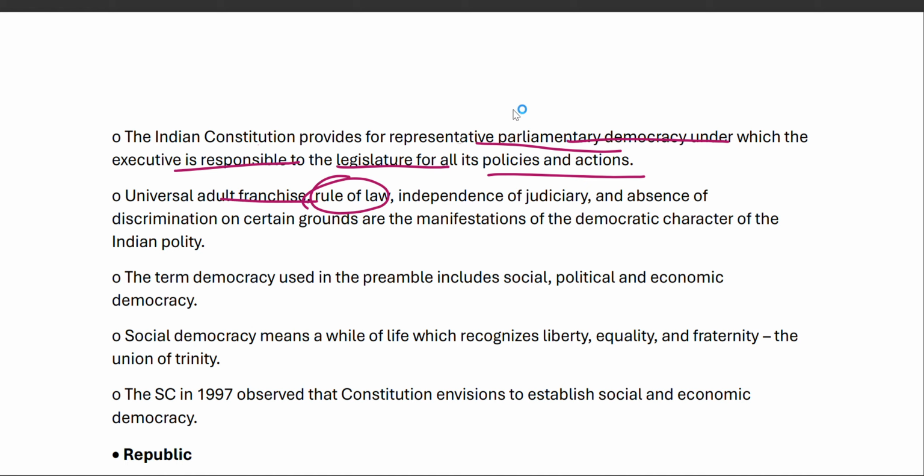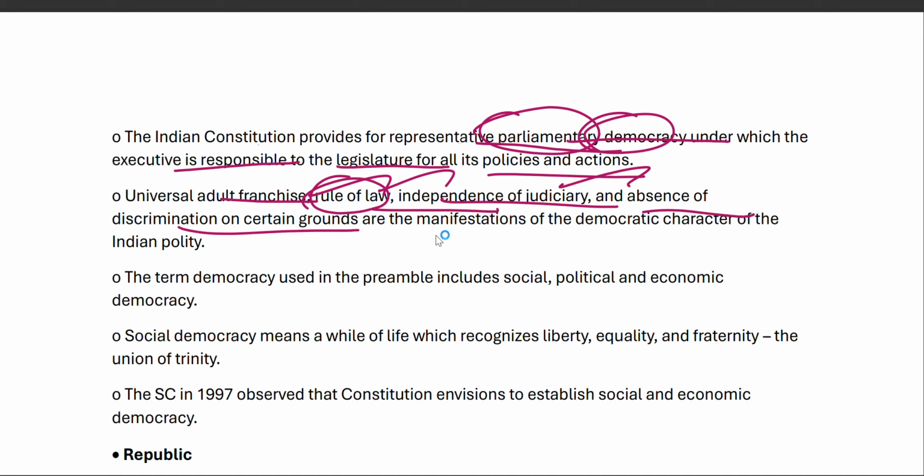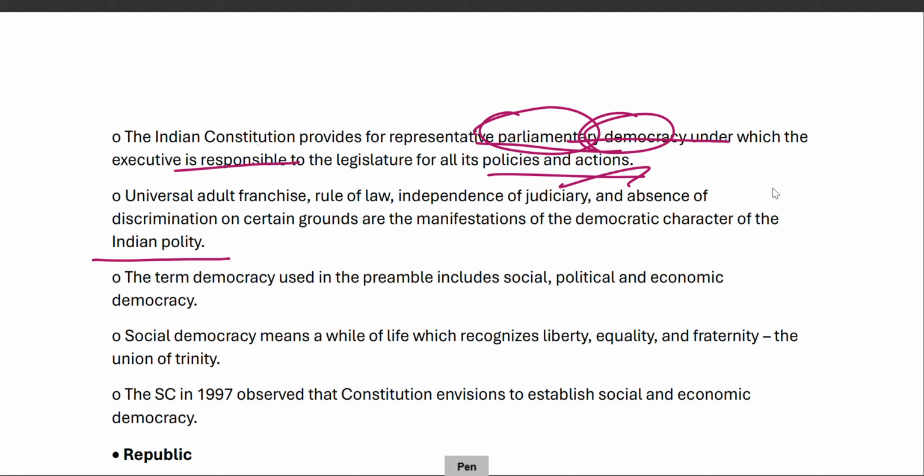Universal adult franchise is also part of parliamentary democracy. Rule of law, independence of the judiciary and absence of discrimination on certain grounds are manifestations of the democratic character of the Indian polity. So, what are the manifestations of the democratic character? We will be having the universal adult franchise, right? And then we will be having the rule of law, the independence of the judiciary and absence of discrimination on certain grounds, which are manifestations of the democratic character of a nation.